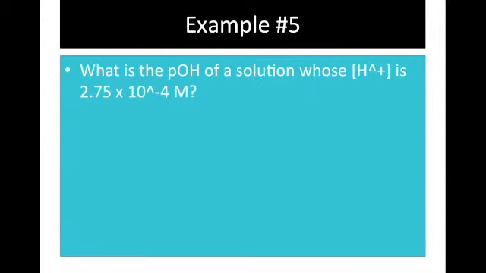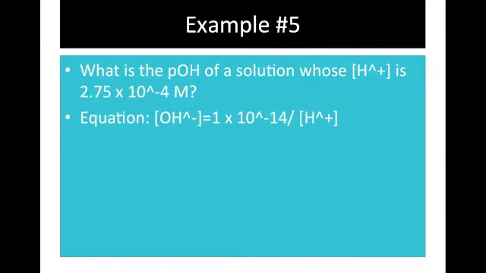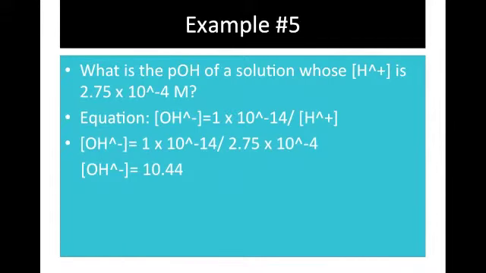Example 5. What is the pOH of a solution whose H ion is 2.75 times 10 to the negative 4 molarity? For this problem, you would use the equation OH equals 1 times 10 to the negative 14 divided by your hydrogen ion. So you plug your numbers into the problem and get OH equals 1 times 10 to the negative 14 divided by 2.75 times 10 to the negative 4, and you get an OH equals 10.44.